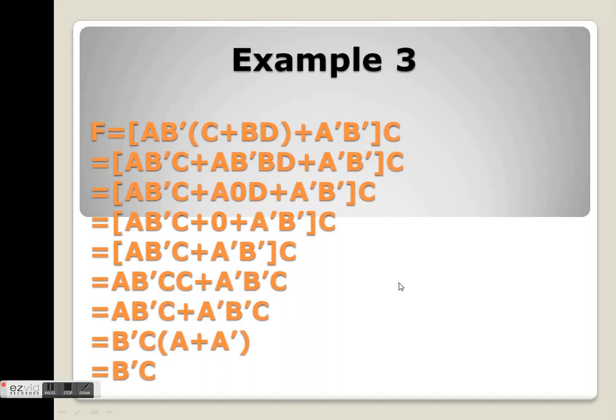Now we can take B bar C common. So the expression will become B bar C, bracket, A plus A bar. Now we know that A plus A bar is equal to 1. So now the expression will be B bar C and 1, which will finally result in B bar C.